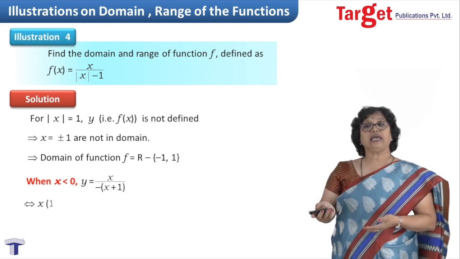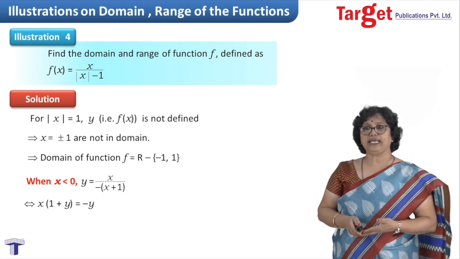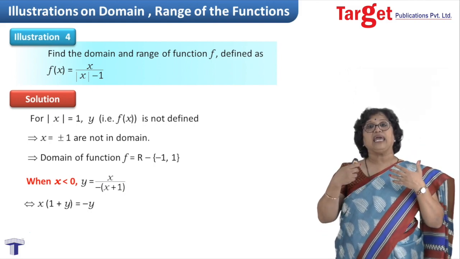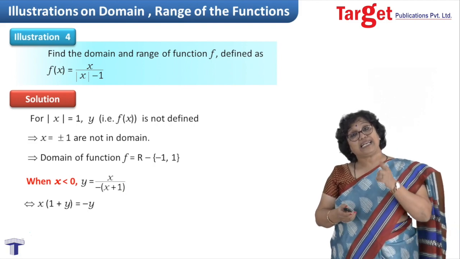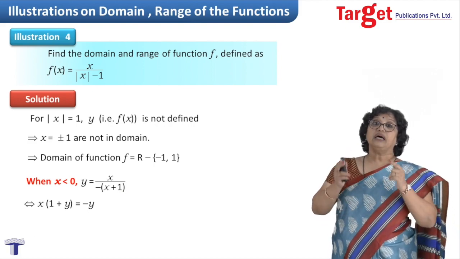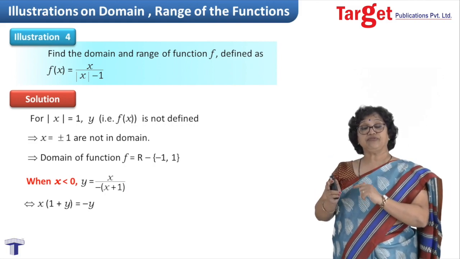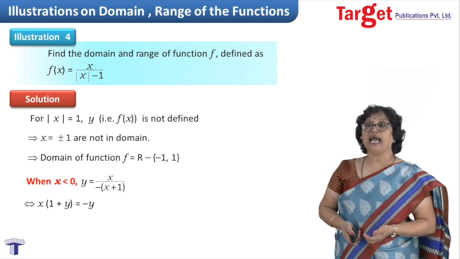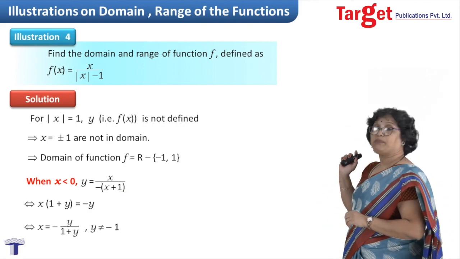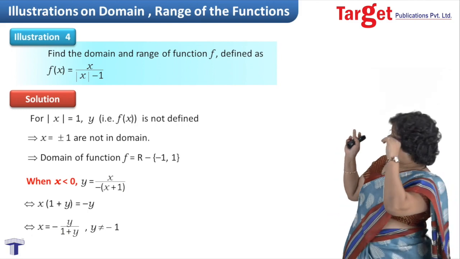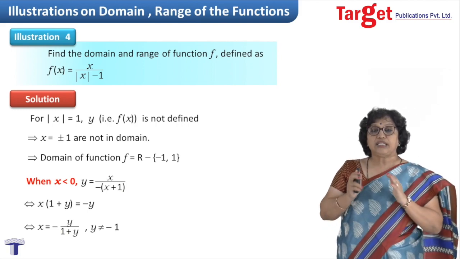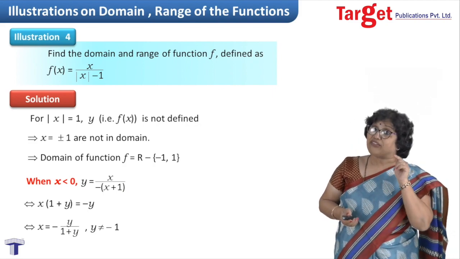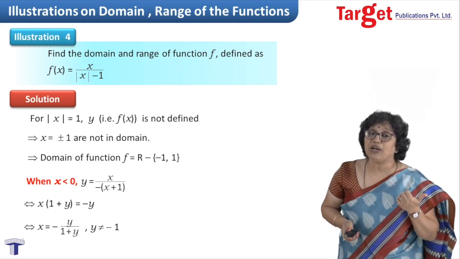Now if I just multiply that (x plus 1) on both sides, I get x into (1 plus y) equal to minus y. Now what is my aim? My aim is to get x in terms of y, like the previous question. We are given y in terms of x, and we are looking for x in terms of y. I try to write from here x in terms of y, and that would be minus y upon (1 plus y). Now when I am writing here y upon (1 plus y), I realize that this would be meaningful only when y is not minus 1. So whenever y is minus 1, we will not be able to get any x.